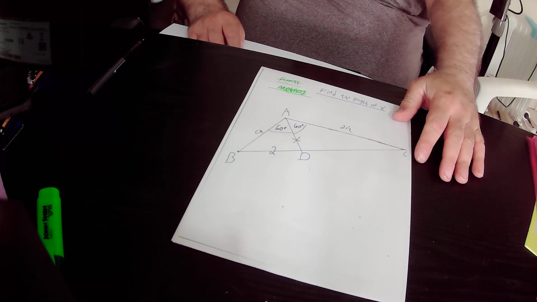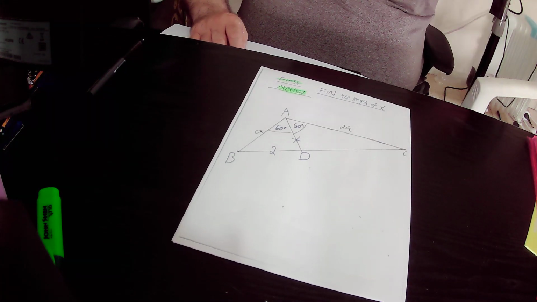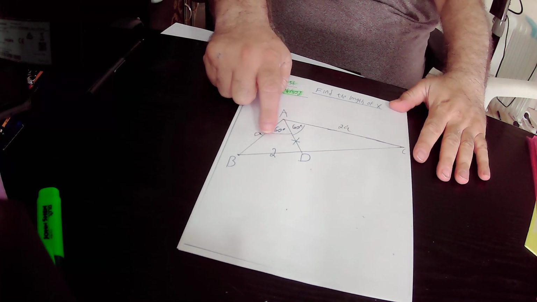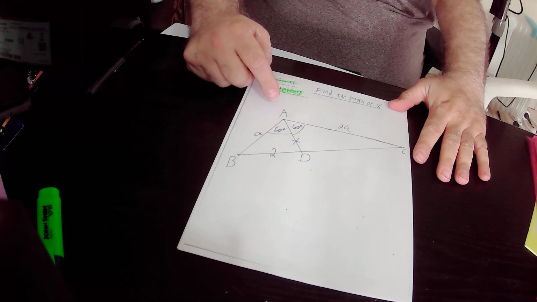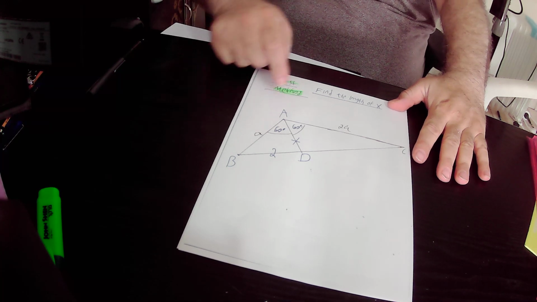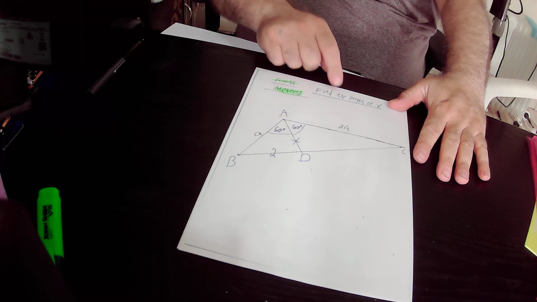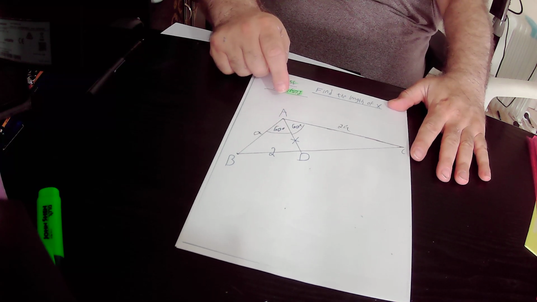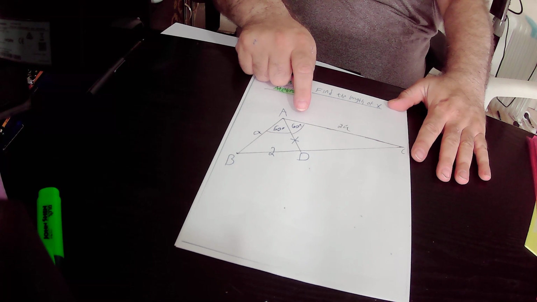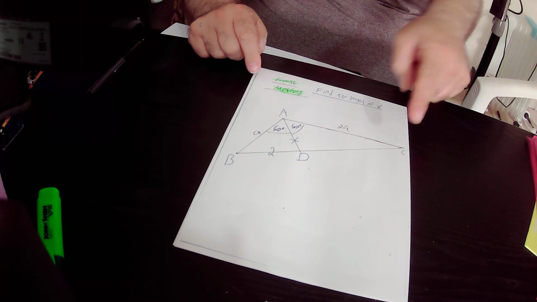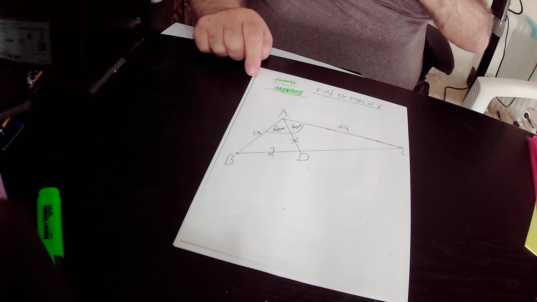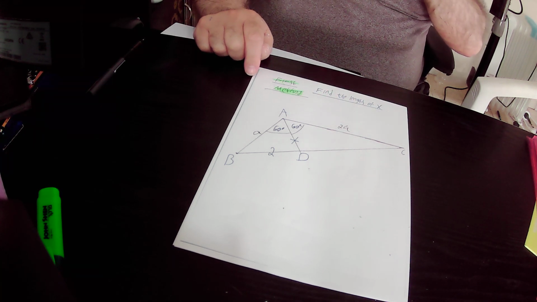In the second question, we have triangle ABC. We know that line segment BD equals 2 units, side AB equals A units, side AC equals 2A units, angle BAD equals 60 degrees, angle DAC also equals 60 degrees, and we want to find out the length of side AD, which is equal to X.